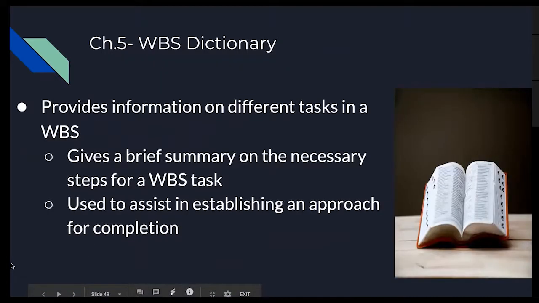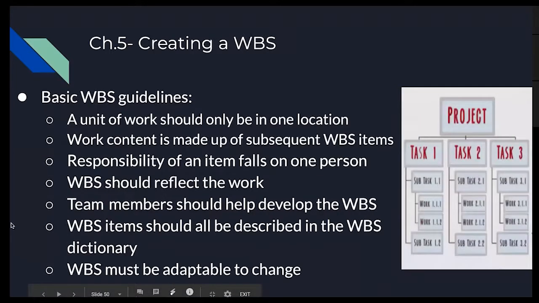Now, the work breakdown structure dictionary is essentially a document that has all of the items in the work breakdown structure, and it gives a brief summary on each of these work breakdown structure items, and it gives the steps necessary to complete them. And this is really serving the purpose of assisting in establishing an approach for completion for the work breakdown structure. Now, the basic guidelines surrounding the work breakdown structure: one unit of work should only be in one location on the document, on the work breakdown structure.